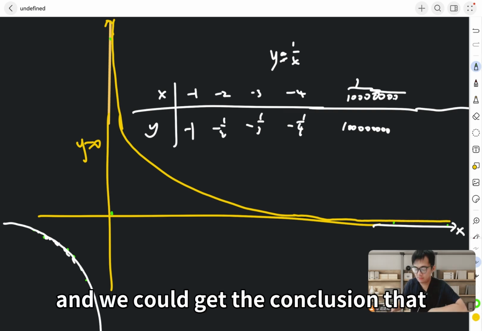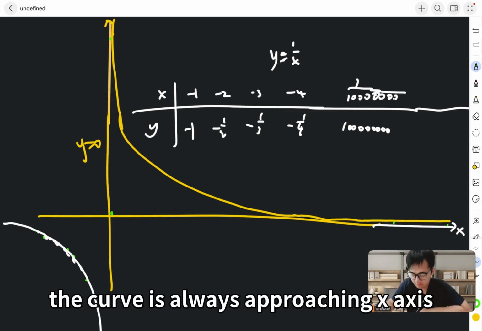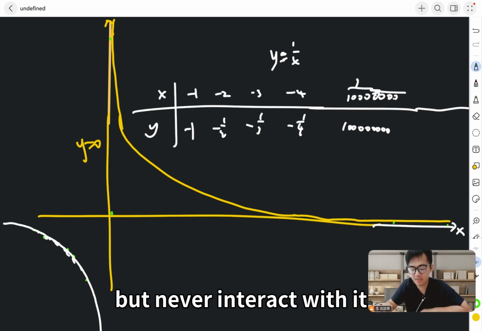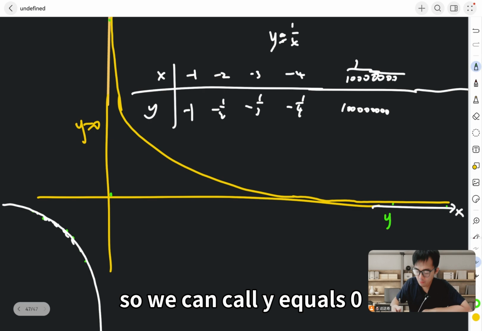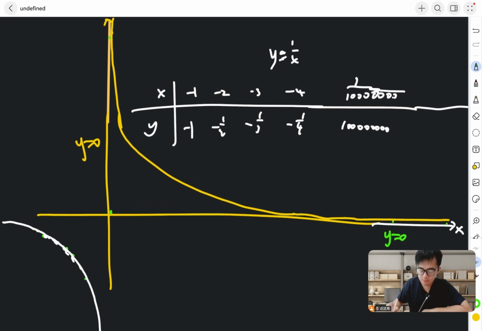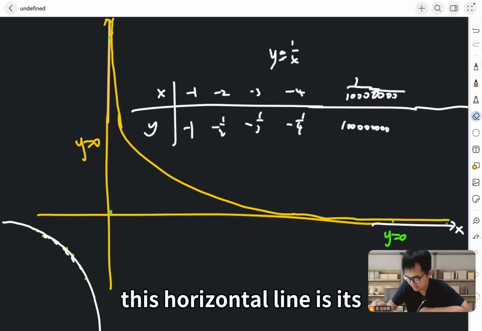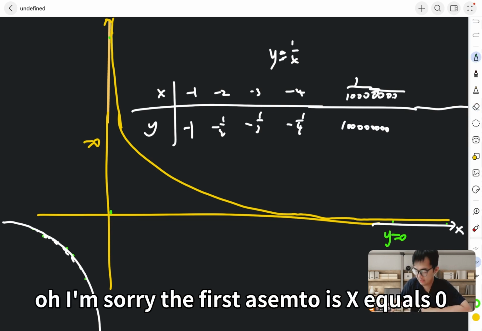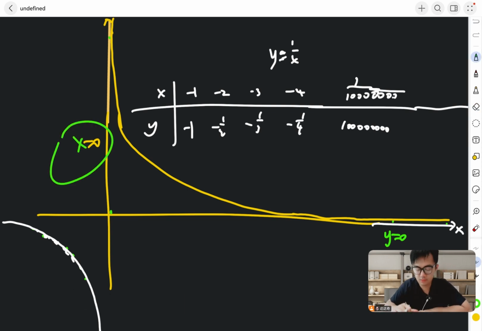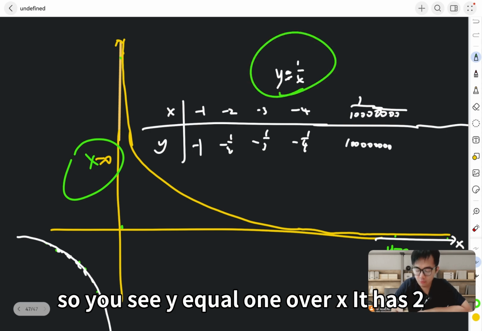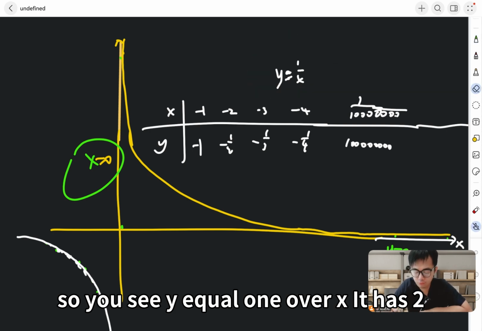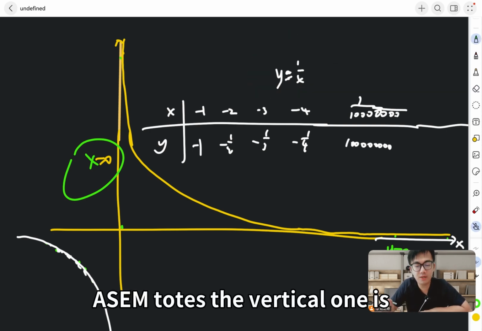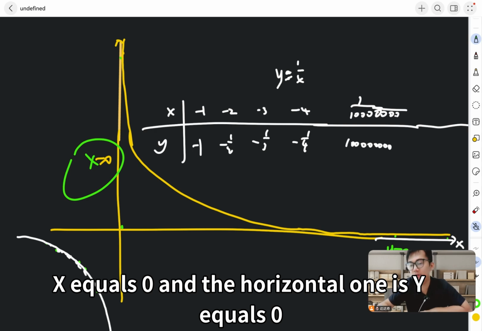And we could get a conclusion that the curve is always approaching the x-axis, but never interact with it. So we can call y equals 0, this horizontal line, its horizontal asymptote. I'm sorry, the first asymptote is x equals 0. So you see, y equals 1 over x has two asymptotes. The vertical one is x equals 0, and the horizontal one is y equals 0.